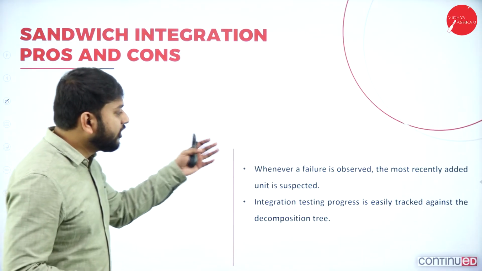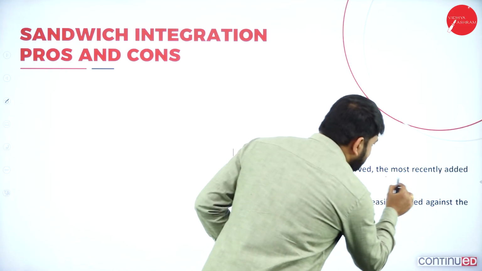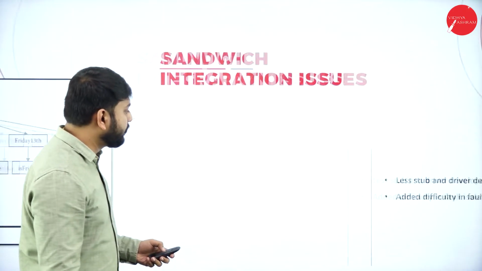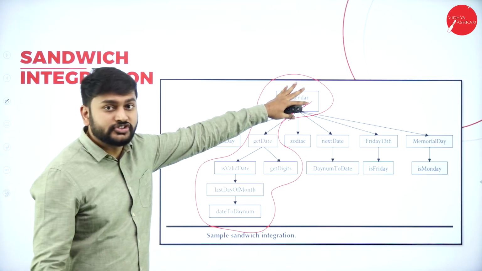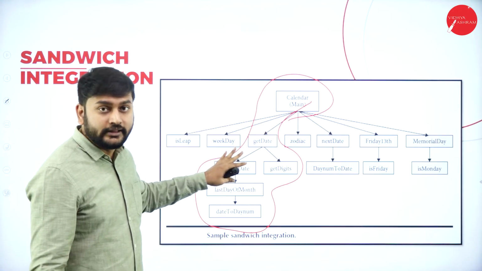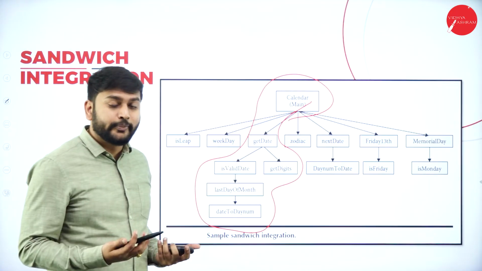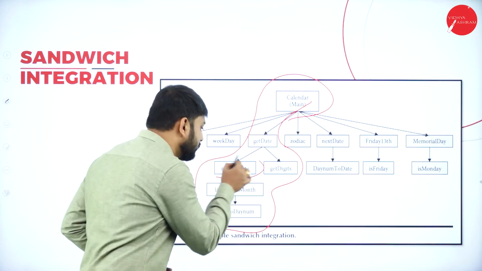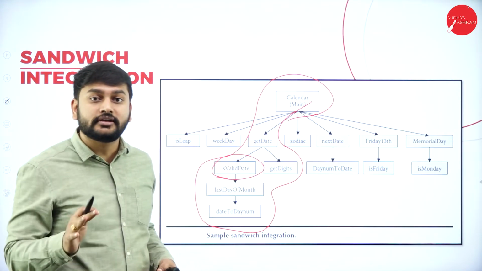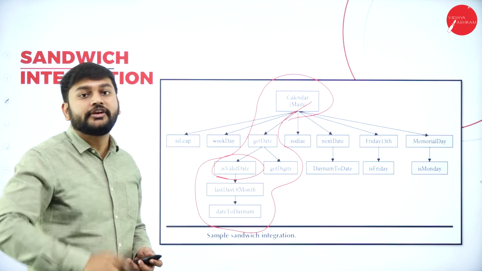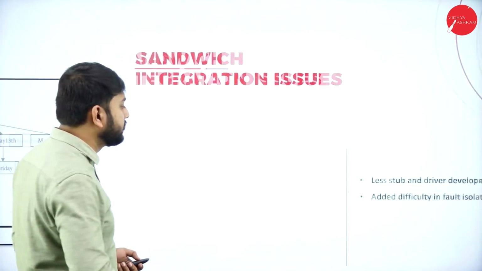Whenever a failure is observed, the most recently added unit is suspected. Say, for example, I'm performing the integration. I've tested this, I've tested this, I've tested this, and then there is a failure. What is the point that I need to remember with respect to the sandwich integration? The most recently added unit is suspected for failure. That's what you need to remember with respect to sandwich integration.